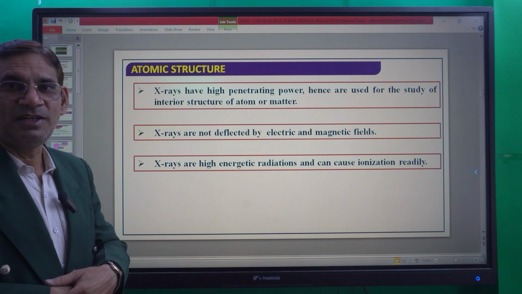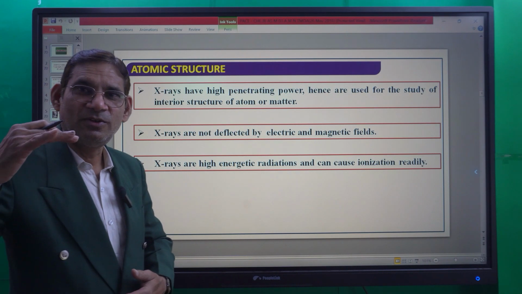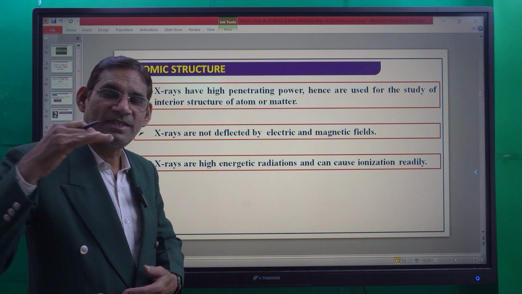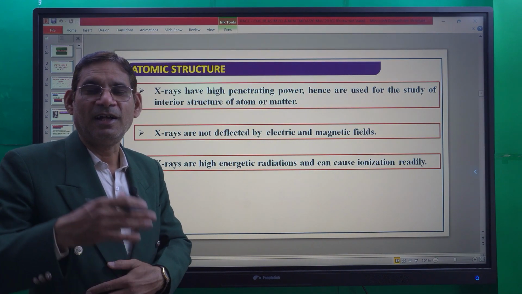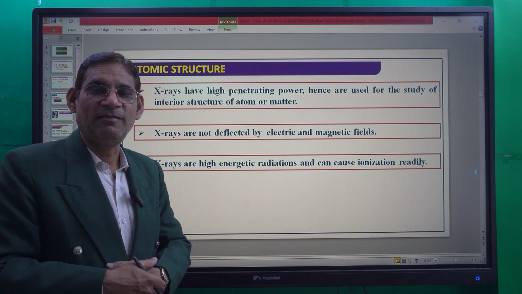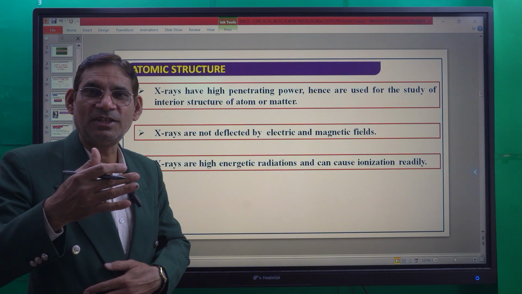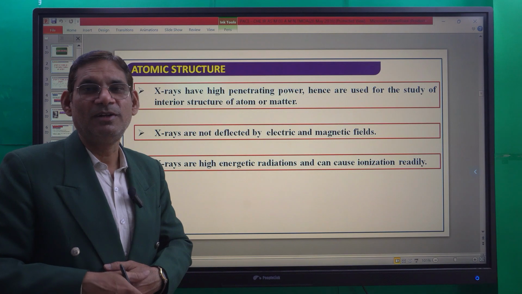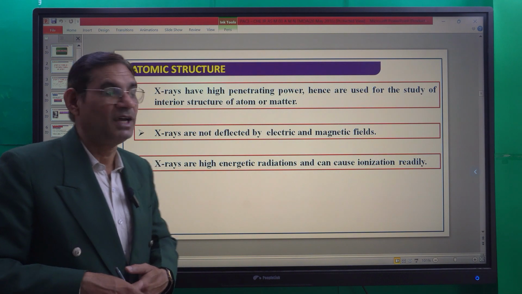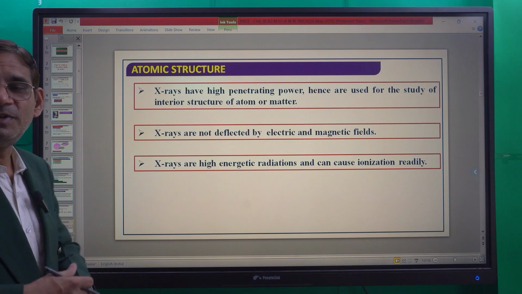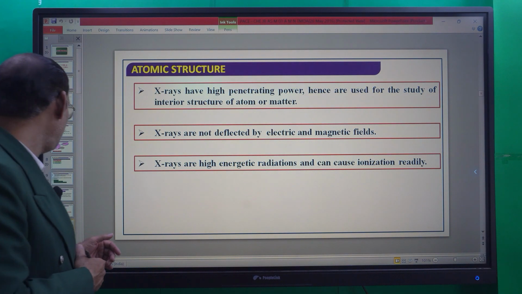This ionization, as I told you yesterday also, if X-rays of some sensitive body parts are done again and again, then ionization of that body part will take place, and that ionization further will be responsible for causing cancer in our body. So that is why elders always advise us not to do it frequently.